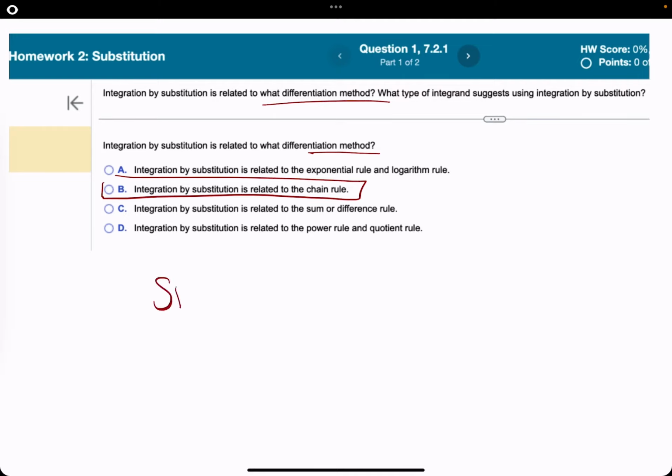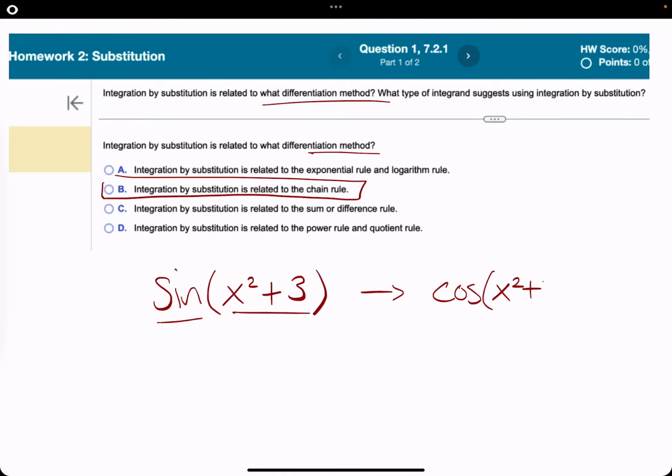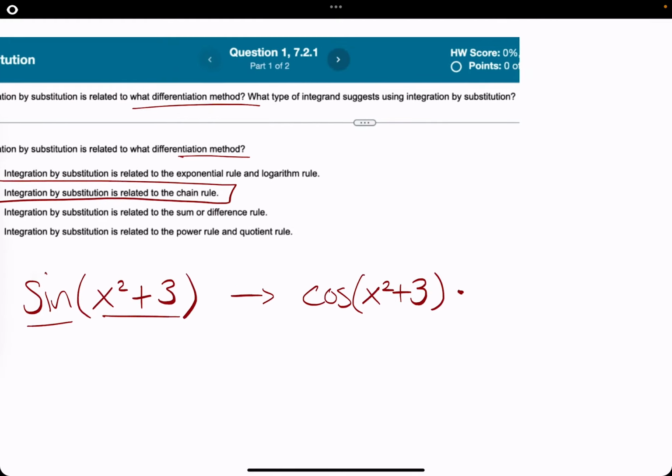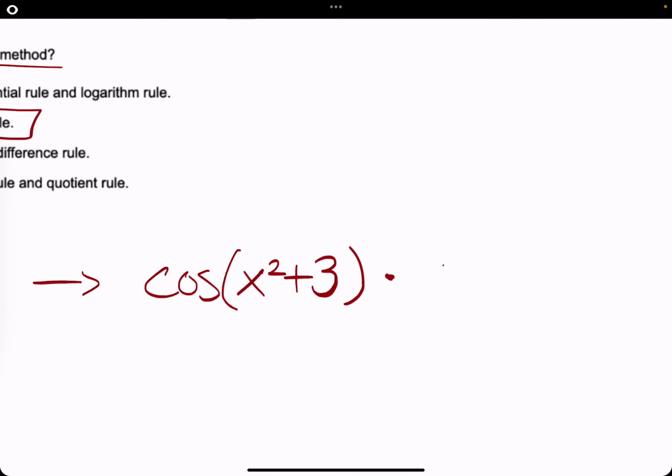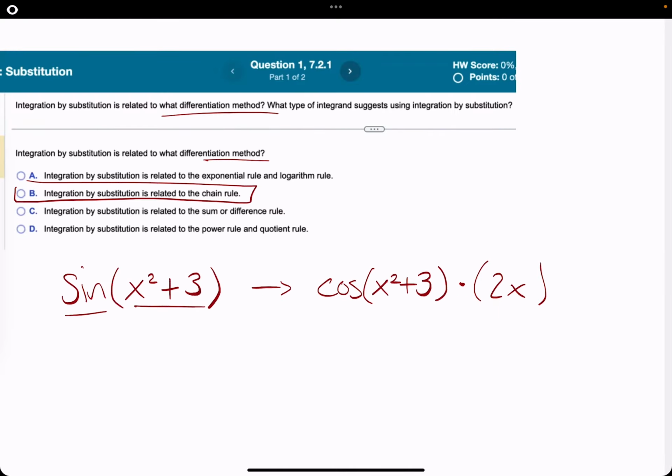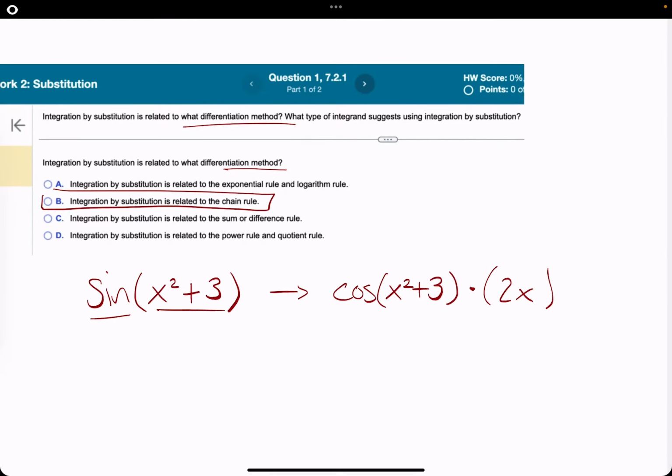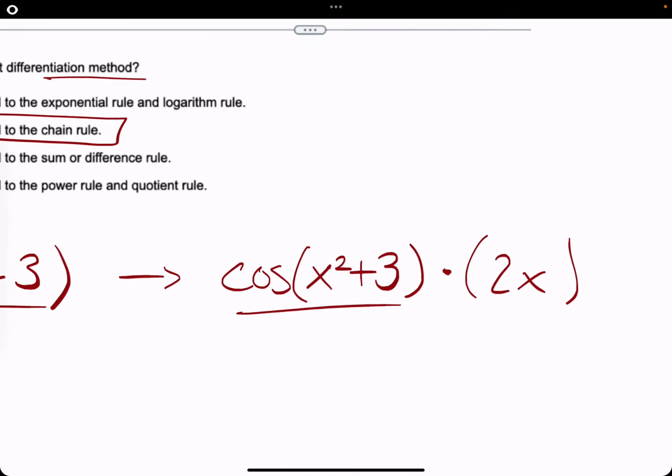For example, sine of x squared plus 3. The inside layer would be x squared plus 3. The outside layer would be sine. And when we find the derivative of this, we get the derivative of the outside layer, cosine. We leave the inside layer the same, x squared plus 3, and then we separately multiply by the derivative of the inside, which is just 2x. So the idea is, in using chain rule, we get these two pieces.